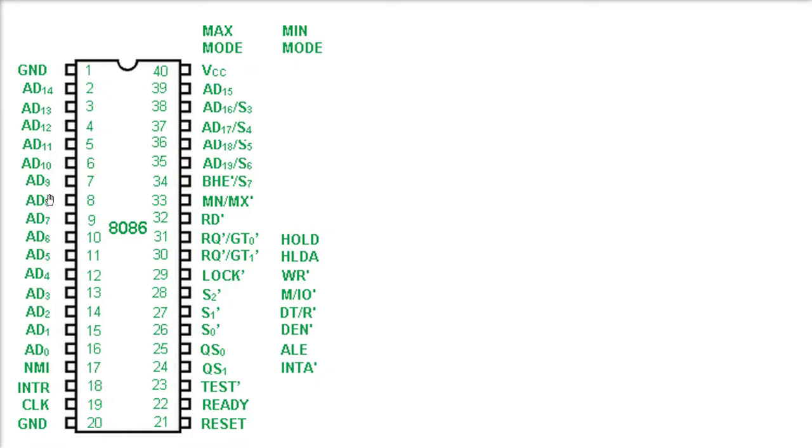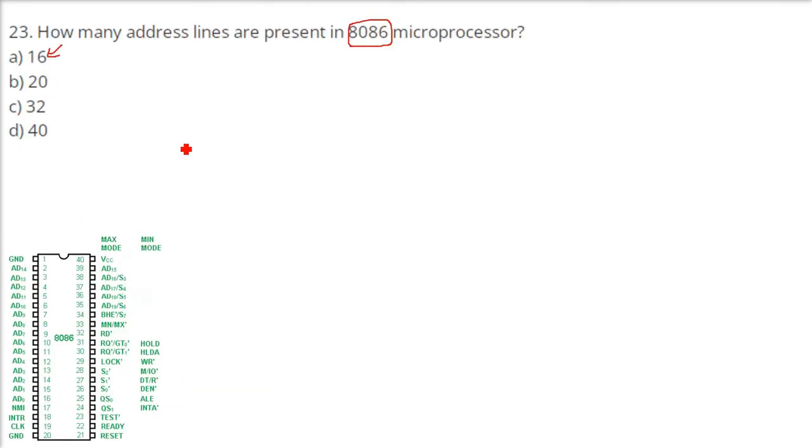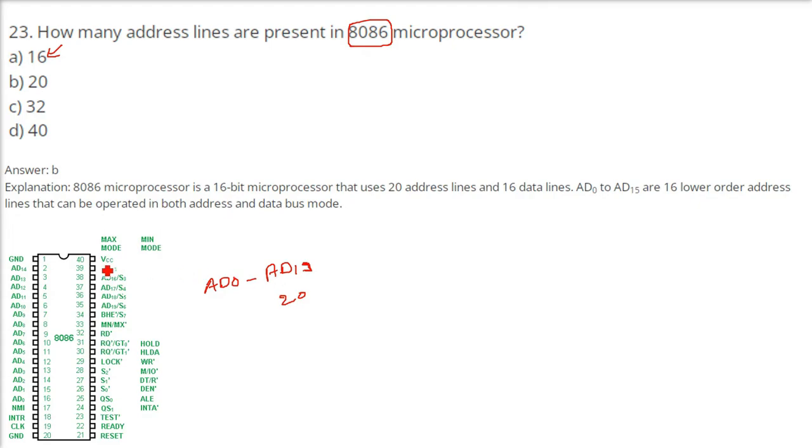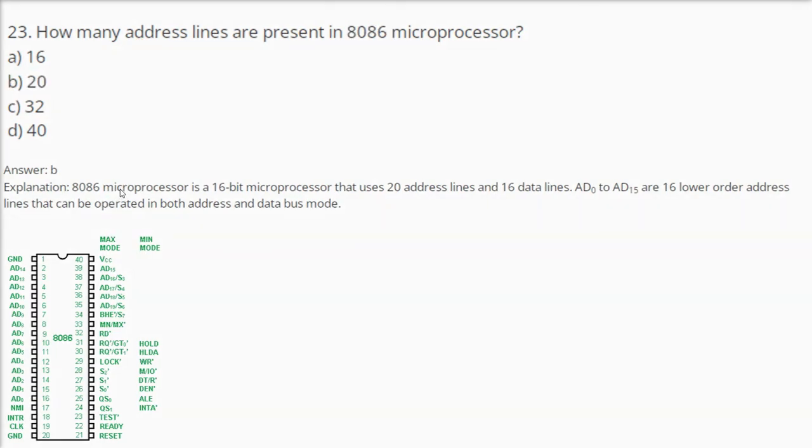This picture shows the 8086. From AD0 to AD14 you see here, and then we have AD15 till AD19. That means if we start with 0 and go up to 19, there are 20 address lines. So AD0 till AD19 we have. So how many address lines? The 8086 microprocessor, though it is a 16-bit microprocessor, uses 20 address lines and 16 data lines. 20 address lines, AD0 to AD19, and 16 of them are also used for the data lines. And you know, whenever the data lines are talked about, that is the bit processor side, 16-bit.